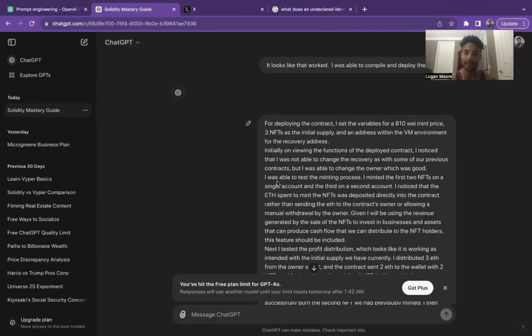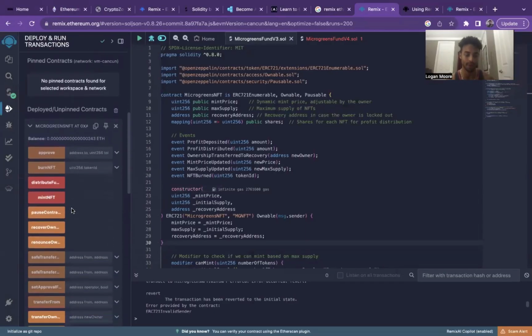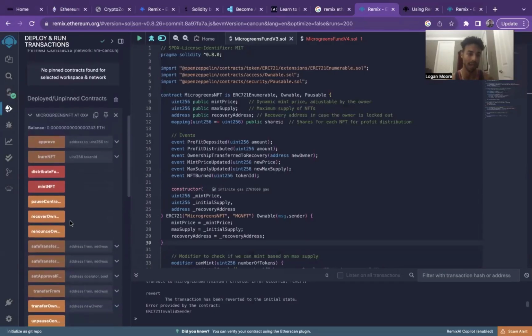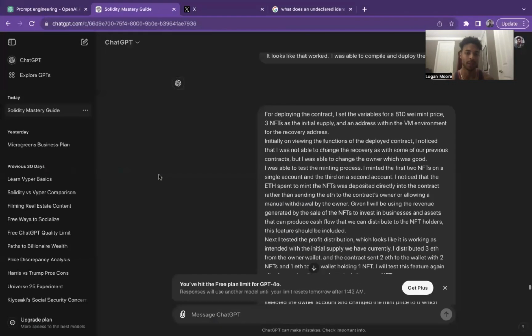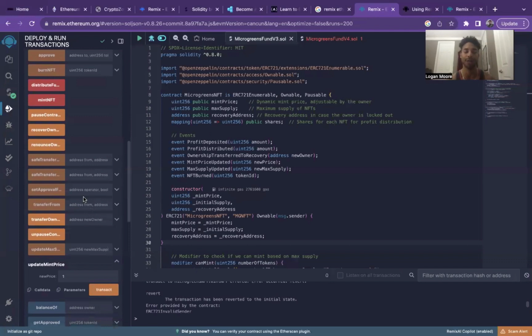Initially, I noticed that with the recovery address for the previous contract, we were able to actually set that. Maybe this is a recover ownership from the recovery address. I've got to test this. This will be something we come back to, but this was more so my observation. I noticed I couldn't set the recovery address. I couldn't change it to another address like I could before. We may add that back in at some point, but that's not the core feature or the core focus of this contract.